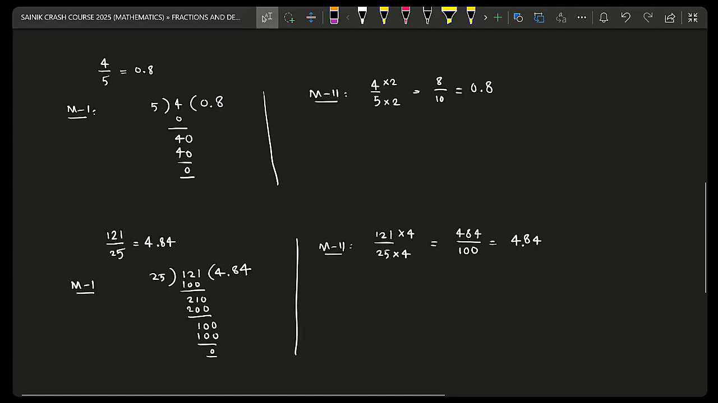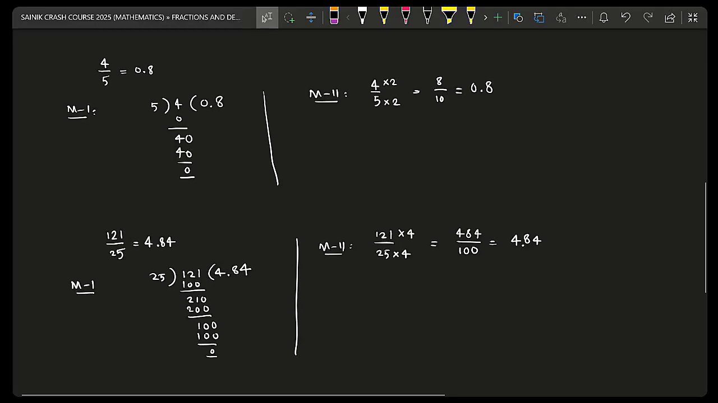Because in decimal places, after the decimal point we have tenths, hundredths, thousandths, etc. Right? Yes sir. Means 1 by 10. In 10 parts we are taking one part. 100th means in 100 parts we are taking one part. That's why it is 10, 100, 1000, etc. Okay?